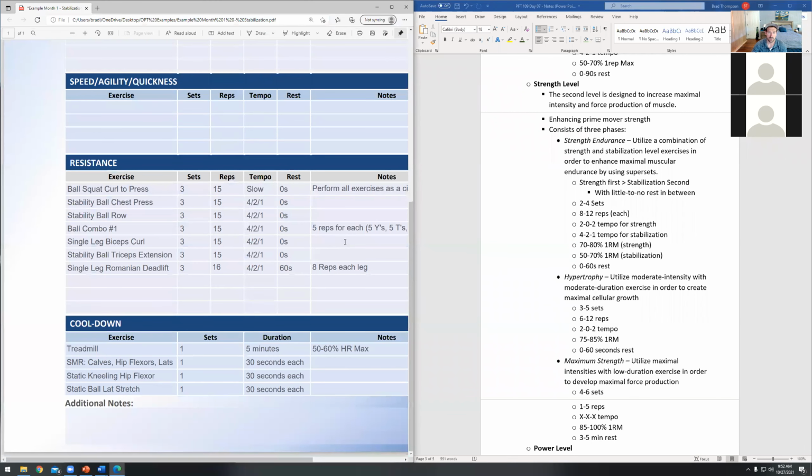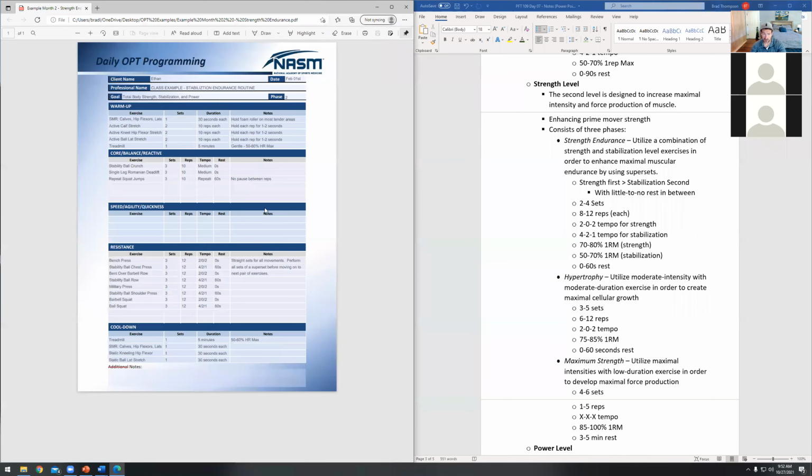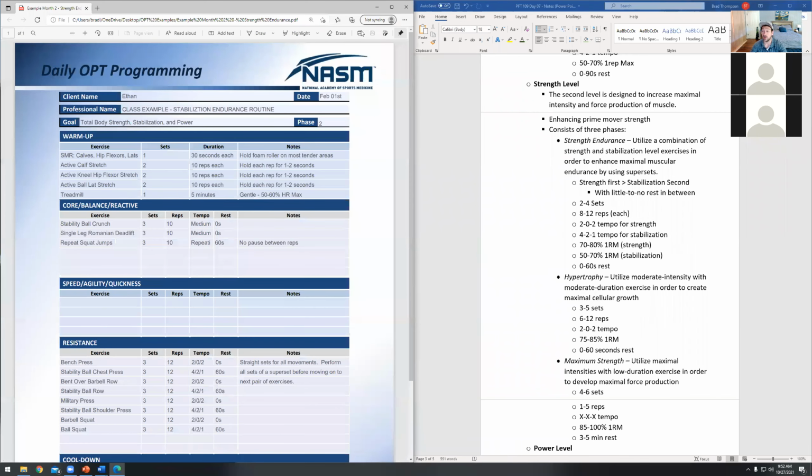Oh, shoot, hold on. That's the wrong one. So here's my client, same client. This is February 1st. We're going to do an example version as if somebody is moving through January to February to March to April to May. We're going to go through 5 months of training here. So it's the same client, calves, hip flexors, lats. But now they're going to do an active calf stretch, an active kneeling hip flexor stretch, and active lat stretch instead of static versions. 2 sets of everything, 10 reps each, hold each rep for about 2 seconds, right?